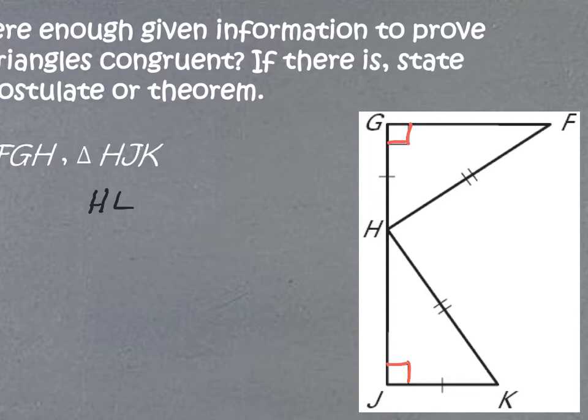When you say side, which side are you referring to? GH and JK. What do we call these pieces of a right triangle? The legs. Okay. So we have the L part taken care of. And then the hypotenuse HK and FH are congruent as well. And that's my H. That one was super easy. Now they're not oriented the same way, but we still have HL.